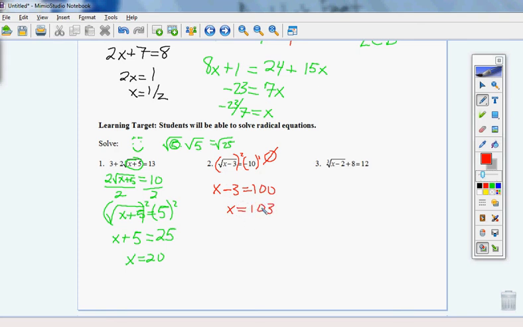Well, this is an extraneous solution. It's a solution that we created by solving the problem. And it doesn't work. When you plug it in, you'll see that the square root of 100 is not equal to -10. So this is not good, and actually no solution exists for that problem in the real number system.